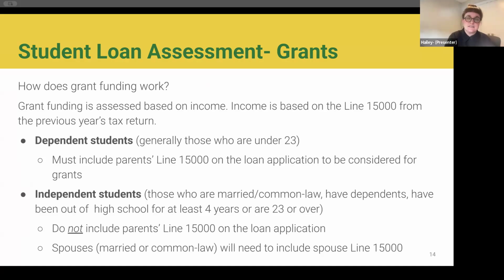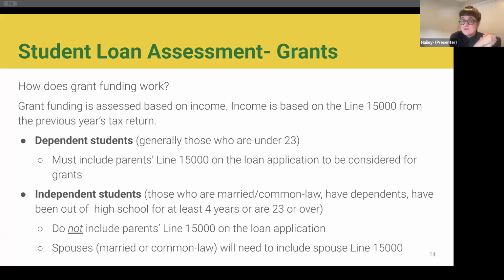Okay, so the grant funding is really based on, as I mentioned, your income. You're going to be providing income information in the form of the line 15000. We'll talk about what that is in a few minutes. The line 15000 is information from your tax return. For dependent students, anyone under the age of 23 who hasn't been married, who doesn't have dependents, who hasn't been out of high school for four or more years and didn't take a two-year break after high school, you are considered a dependent student. And so if you're a dependent student, the grant funding is based on you and the income of your parents.